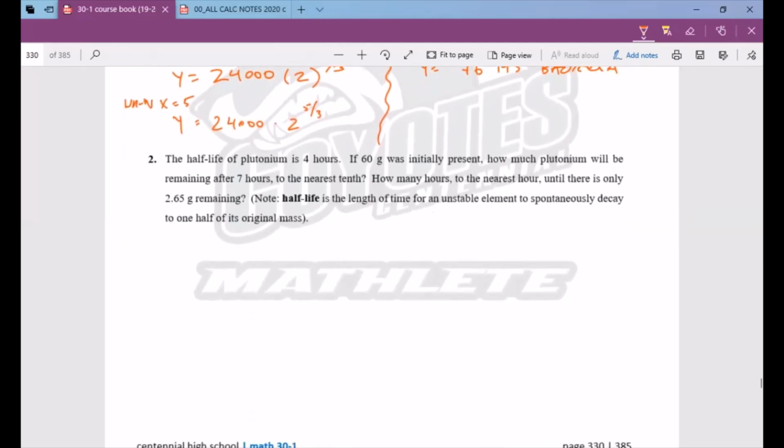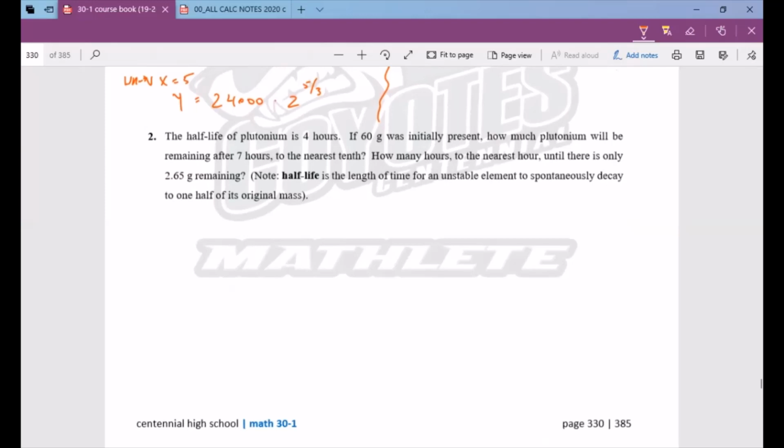Number 2, we've got half-life of plutonium. So maybe from science or from chemistry class, we know some things about half-life. You know that radioactive elements will deteriorate over a period of time. In this case, we have plutonium that has a half-life of 4 hours. If 60 grams was initially present, how much plutonium will be remaining at 7 hours?